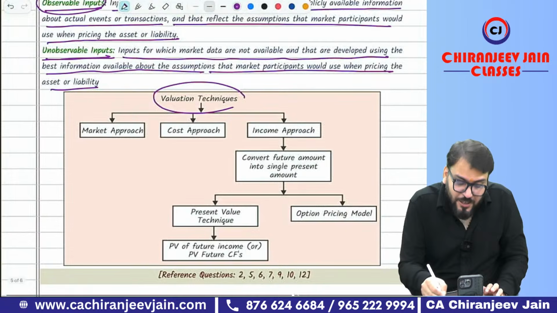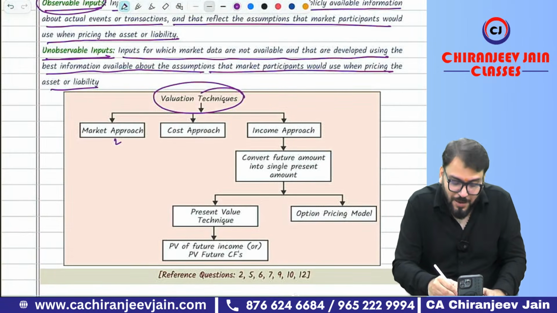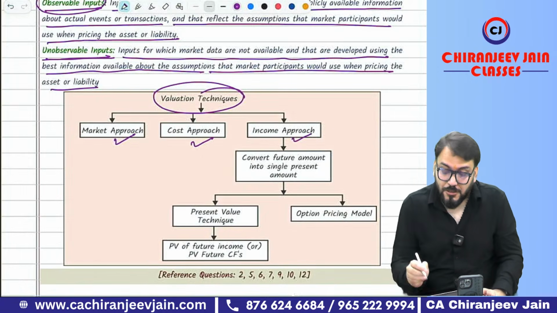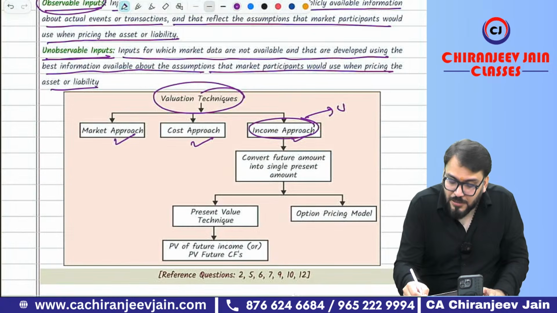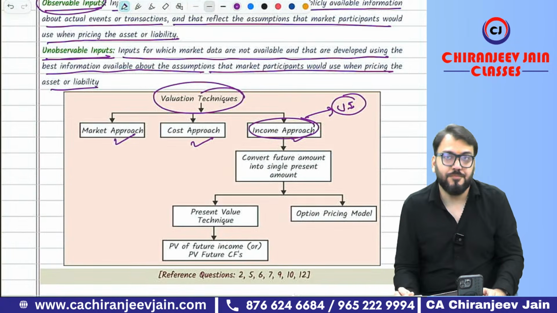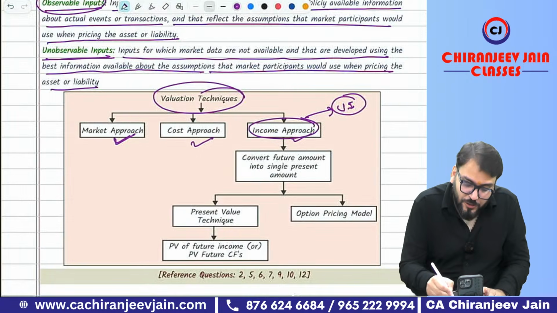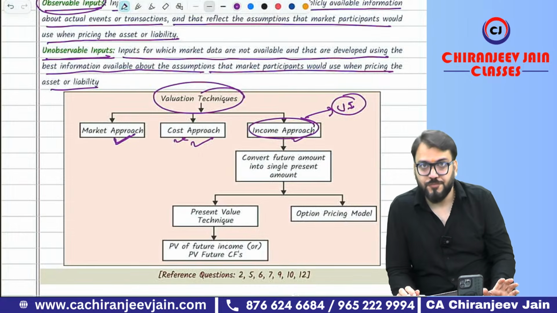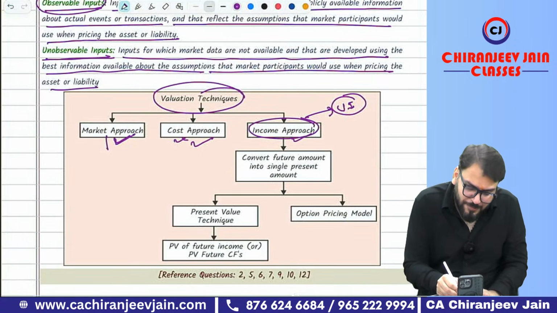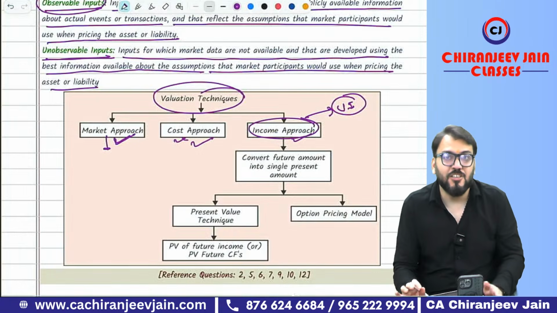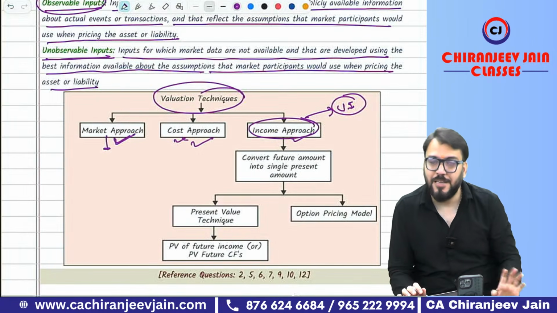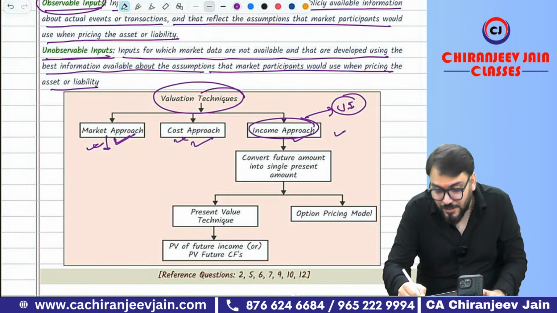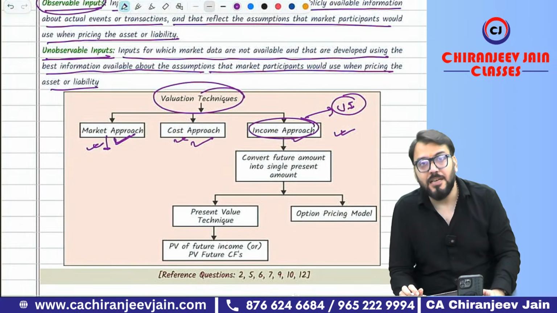Understood? Now coming to valuation technique, there are three valuation techniques. One is known as market approach, second is known as cost approach, and third is known as income approach. Now income approach is totally based on unobservable information. Means whenever market approach and cost approach cannot be used, then we use income approach. Correct? Market approach is based on observable information, directly from the quoted market price. So first preference will be given to market approach, and last importance will be given to income approach.